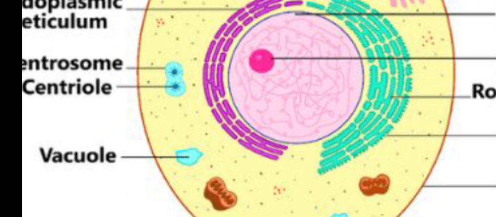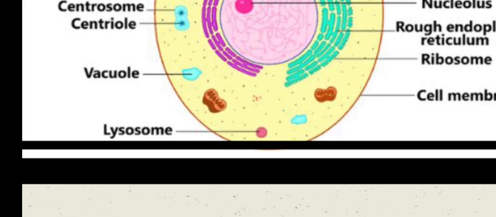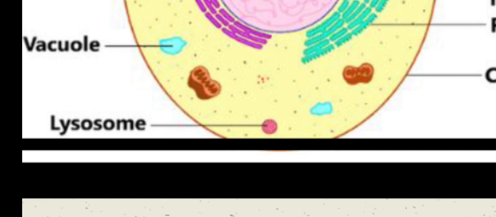Our next organelle is the lysosome. So a lysosome is a small tiny spheroid membrane bound vesicle which contains enzymes for intracellular digestion of foreign substances and worn-out cellular organelles. So it has enzymes which are used for digestion. If a foreign substance enters the cell, the lysosome is used in its digestion.